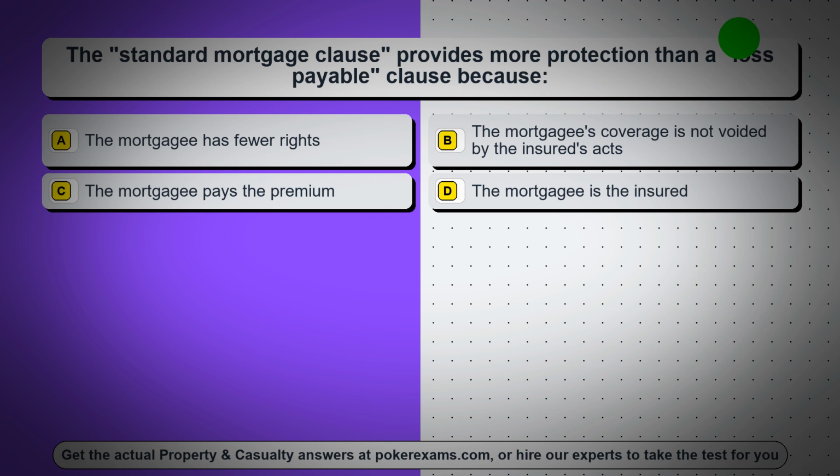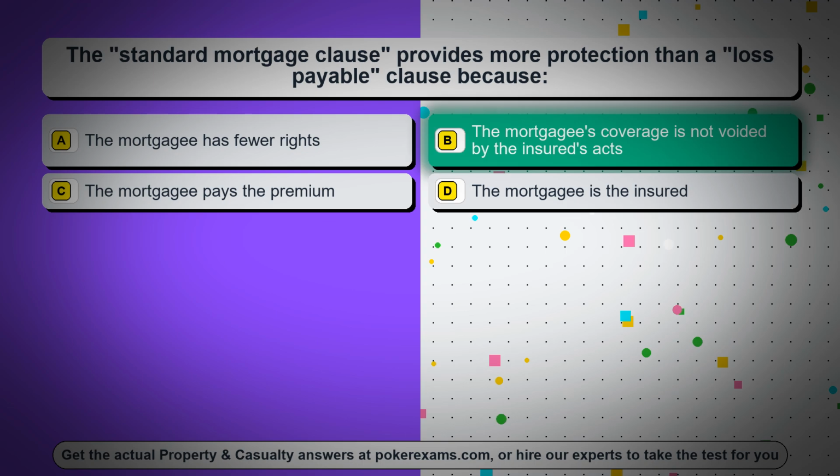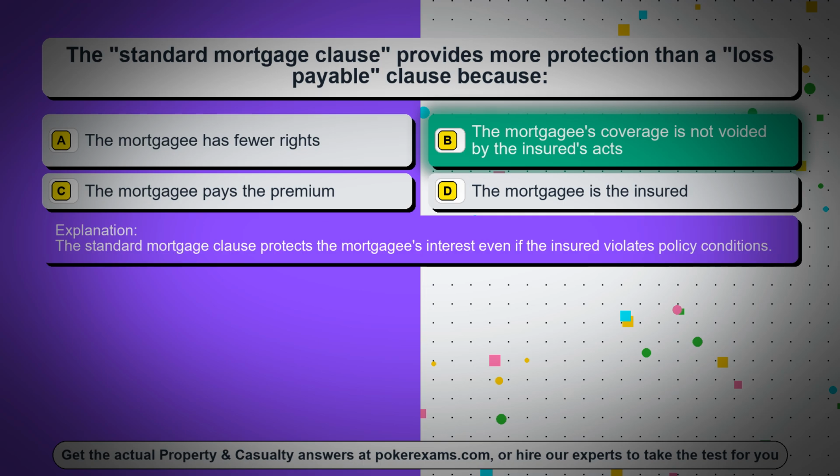Question 8. The standard mortgage clause provides more protection than a loss payable clause because: Option A, the mortgagee has fewer rights. Option B, the mortgagee's coverage is not voided by the insured's acts. Option C, the mortgagee pays the premium. Option D, the mortgagee is the insured. The correct answer is option B, the mortgagee's coverage is not voided by the insured's acts. The standard mortgage clause protects the mortgagee's interest even if the insured violates policy conditions.